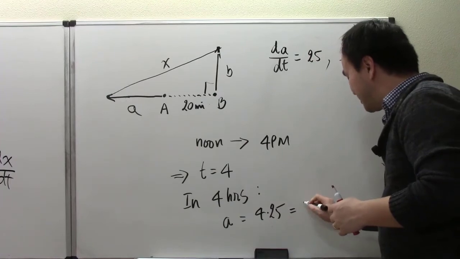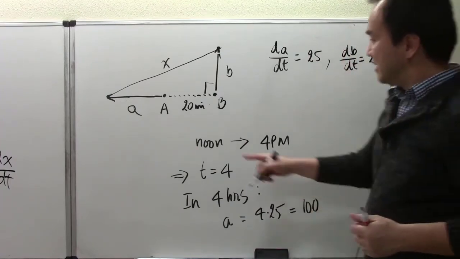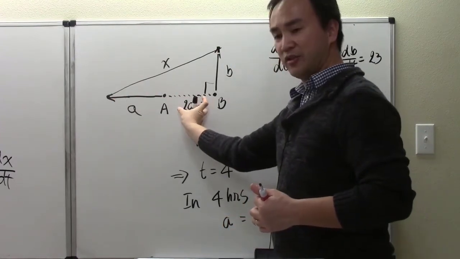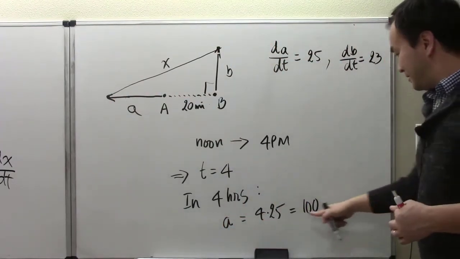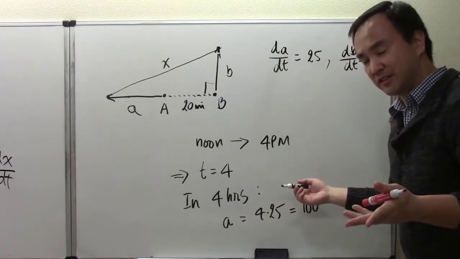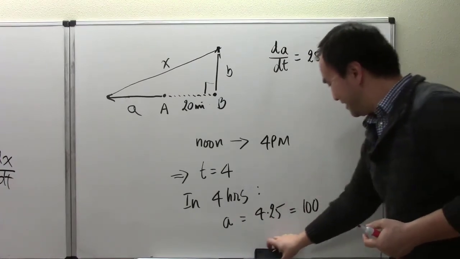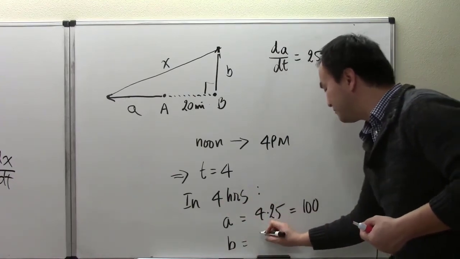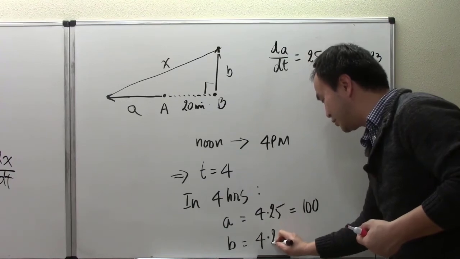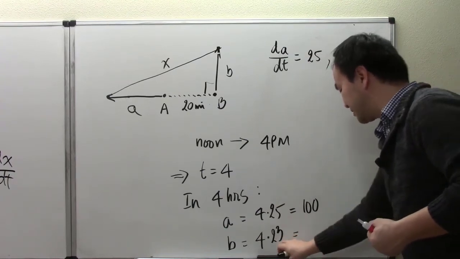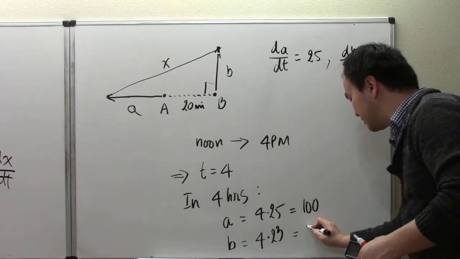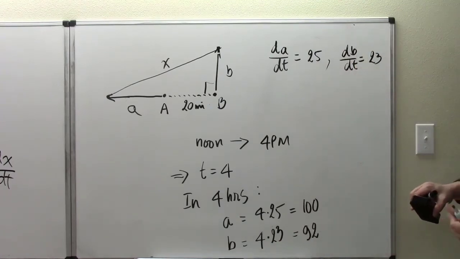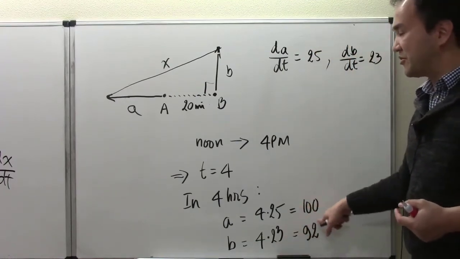And so that's 100. But 100 is only that distance here. We already had that constant 120 there. Okay? So A is 100 nautical miles. And in 4 hours, ship B will make 4 hours times 23 right here. And that gives us 92 right there. Okay. And so now all that information is ready for us.